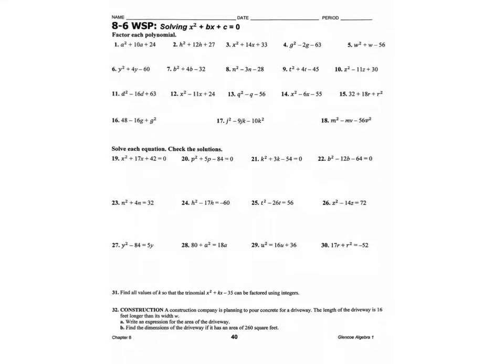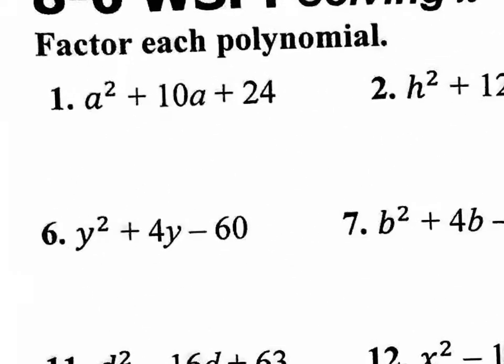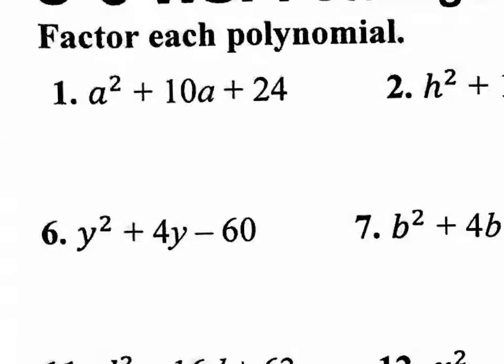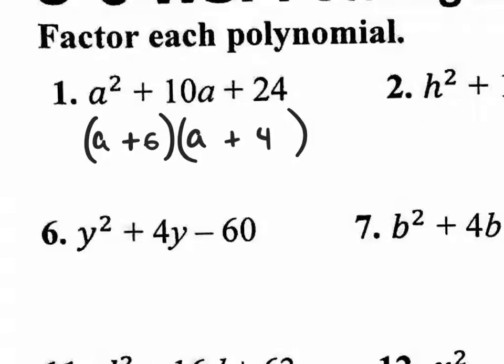Okay guys, so this worksheet that you have is really simple. If you know the shortcut, you should be able to go through these and answer them all quickly. So let's take a look at number one. We could set this up and then simply think what times what is 24 that if you add together is 10. 6 times 4, that's a positive 6 times a positive 4, and you're done, right?